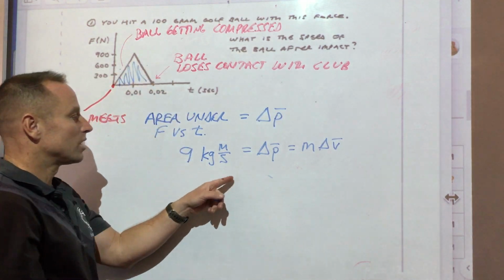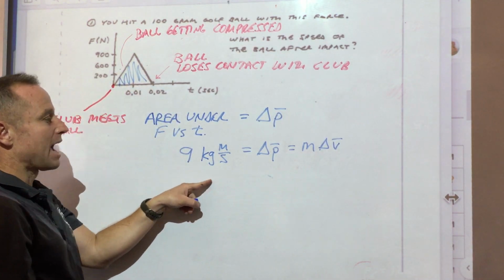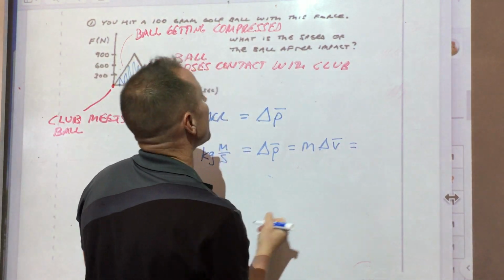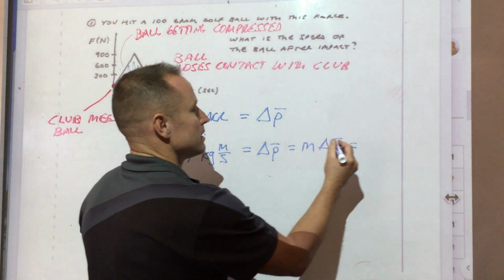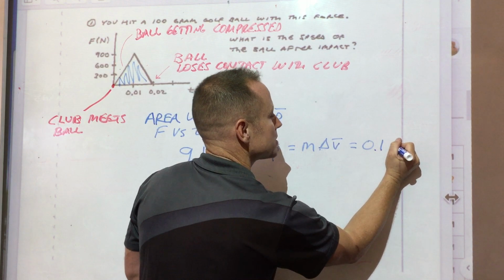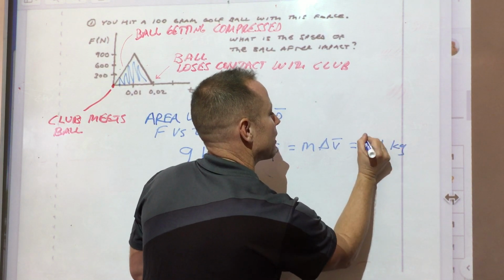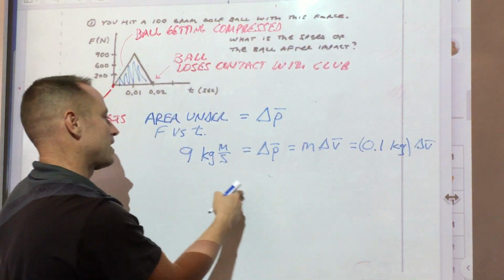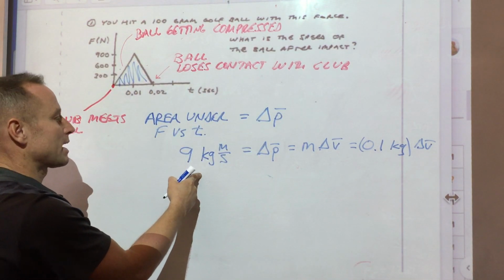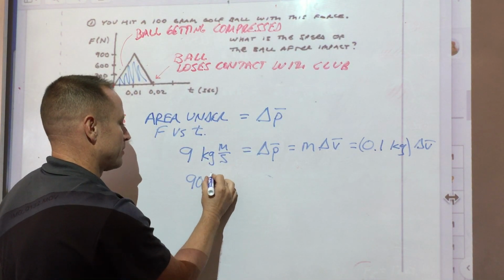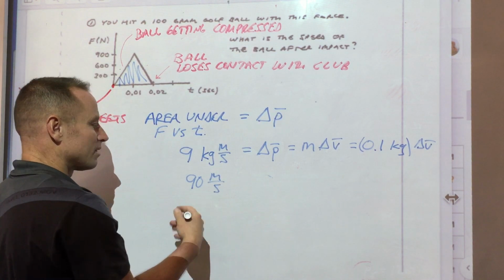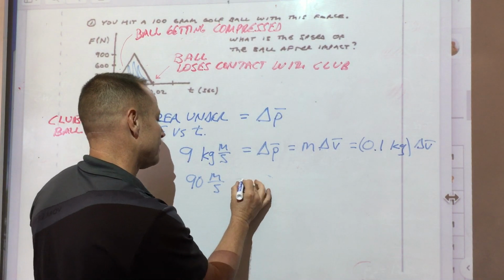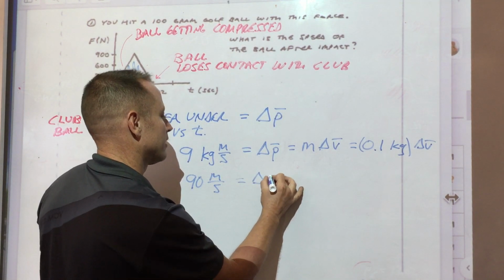Well, it looks like all we've got to do is divide by the mass, and we'll learn the delta V for the golf ball. And what is this thing, 100 grams? So we've got 0.1 kilos. For delta V, we just have to divide this by 0.1, which is like multiplying by 10. So 90 meters per second, getting close to 200 miles an hour. So that golf ball was properly struck. That's your delta V of the golf ball.